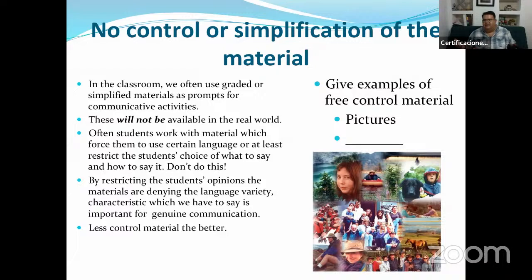I use this poster, this image, a lot, for example to continue the story, for all levels. If it's basic, can you tell me the colors? What is happening? Describe the images to your partner. If it's advanced level, with your partner, discuss the story. Blah, blah, blah, but no words. Okay?